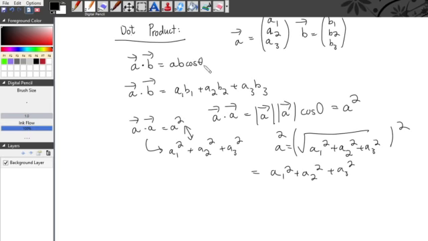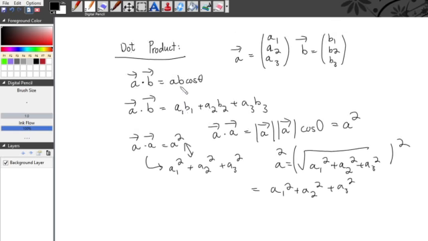And because of cosine theta, this also means that if two vectors are orthogonal to each other, or in other words, perpendicular, the dot product would just be 0. So yeah, that's the dot product.